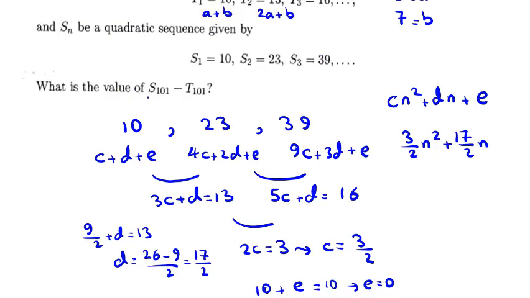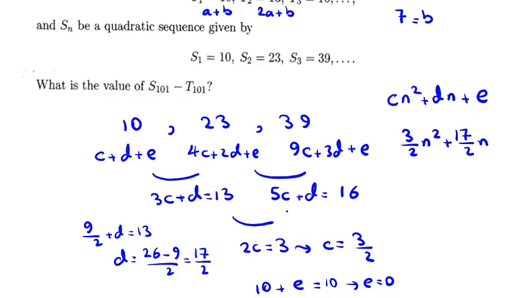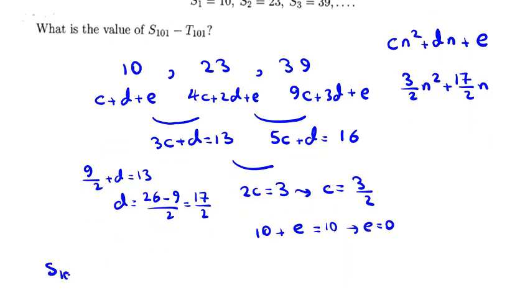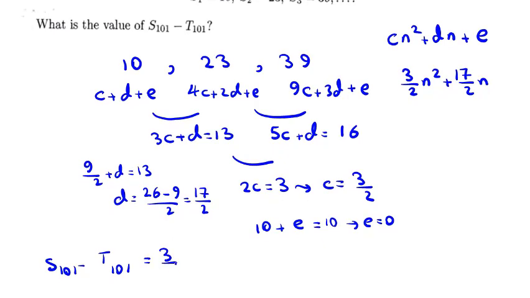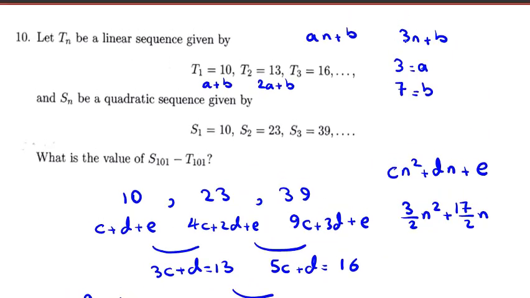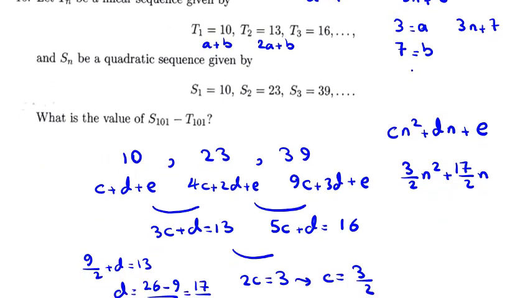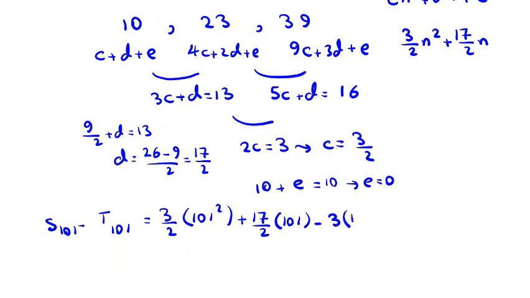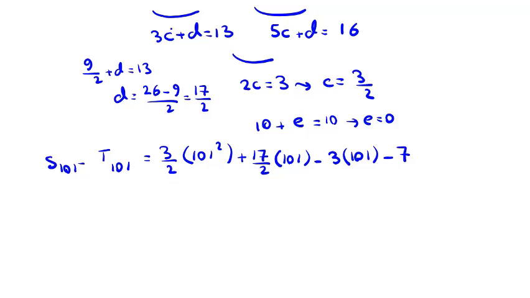Now we say, okay, S101 minus T101. Here S101 is 3 over 2 times 101 squared plus 17 over 2 times 101, minus T101. Here T101 is 3n plus 7, so it will be minus 3 times 101 plus 7, negative plus 7 will be negative 7.